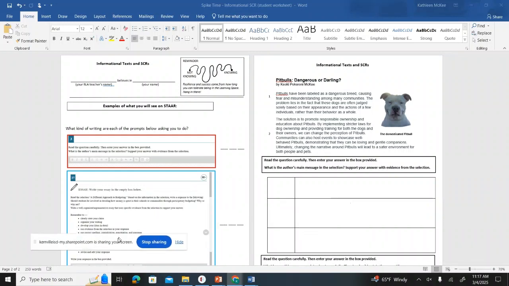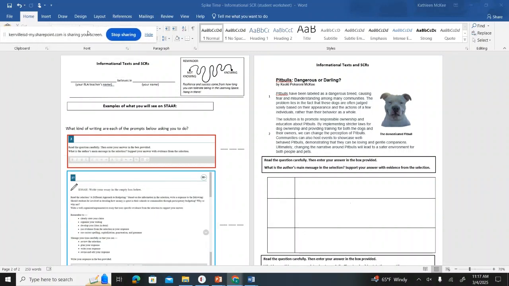Miss McKee here again. Today for our spike time, we are going to be looking a little bit more at informational texts, but this time we're going to be looking at how those informational texts can be used to have you write a short constructed response. First thing you're going to do, take your pencil.